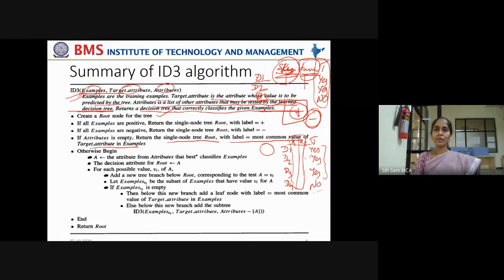Yes or no? Which is repeated? Which is the most common value for the target attribute? Speak out.